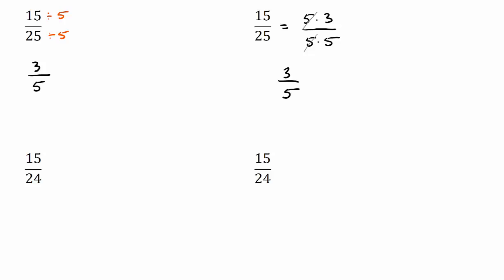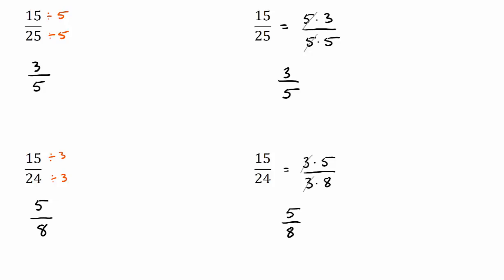15 and 24, they are both divisible by 3. So 15 divided by 3 is going to be 5. 24 divided by 3 is going to be 8. Or I can write it in factored form. 15 is 3 times 5. 24 is 3 times 8. Those 3's will divide to 1. And there I'm left with my reduced fraction of 5 over 8.